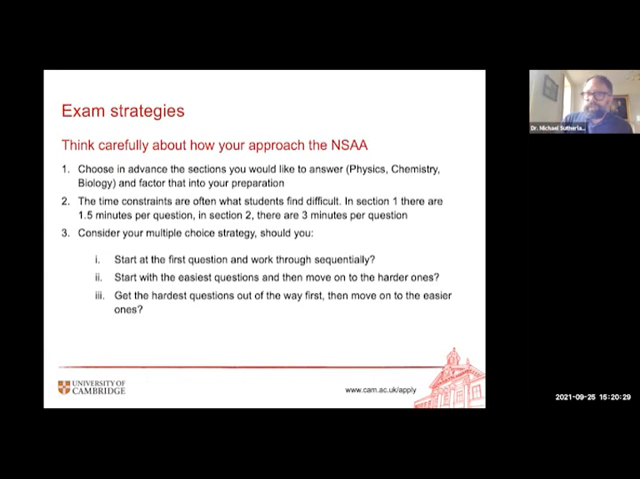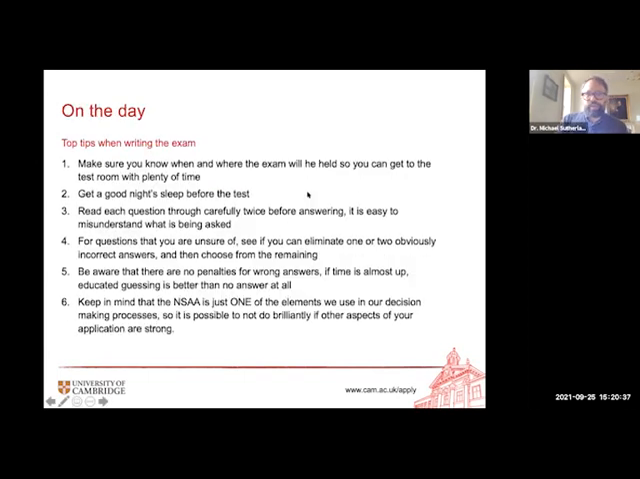But whatever works for you, but think carefully about that strategy and just be aware that this time pressure is quite significant. So some advice for on the day. When you're actually writing the exam, I always advise students for any type of exam, make sure you know when and where the exam will be held. So get all the practical arrangements.